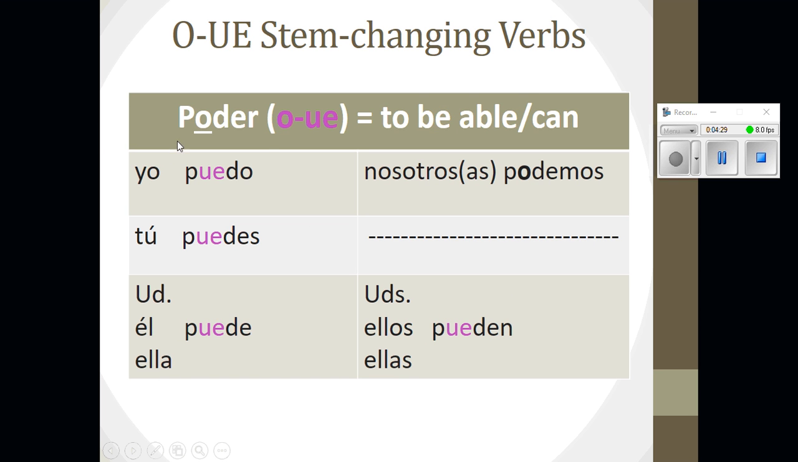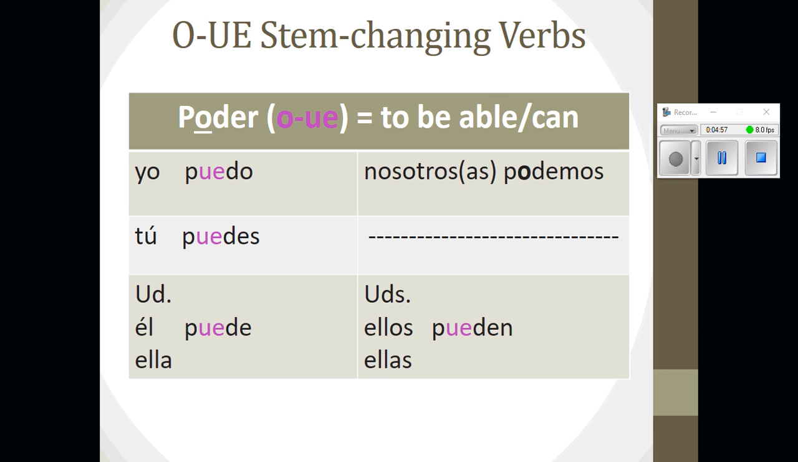Notice when I draw the shoe or the boot, it leaves out nosotros and vosotros because those will not stem change. So notice here what we've done is we've changed the O to UE in all forms except nosotros and vosotros, and we've also made sure to drop the ER and add the correct endings. Because it is an ER verb, we would add back o, es, e, emos, en. Pause the video and fill in part B of the note guide.